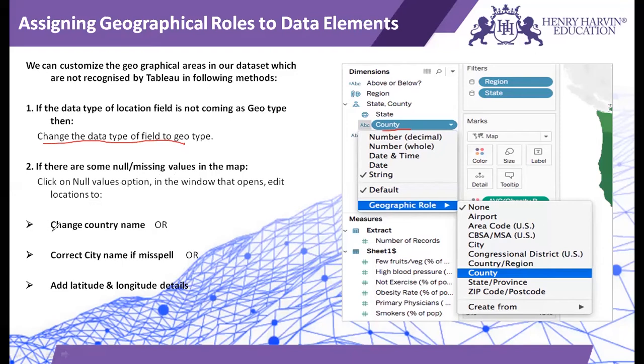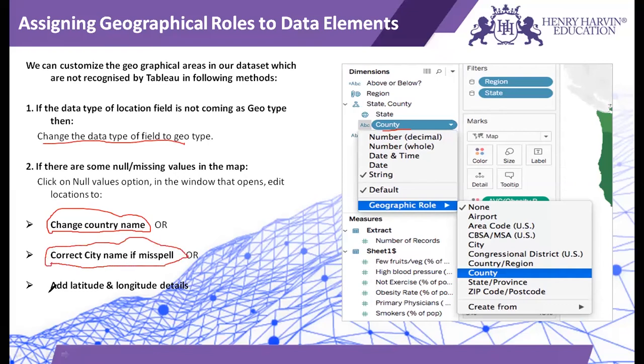Either, as we saw in the case of the United States, the country name has to be changed. If we change the country name to the correct one, it will automatically find all the references to all the states in the data set. Then maybe the country name is correct, but the name of the state or the province is misspelled. So you'll have to correct the name of the location.